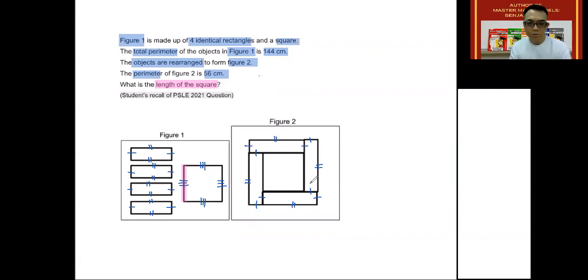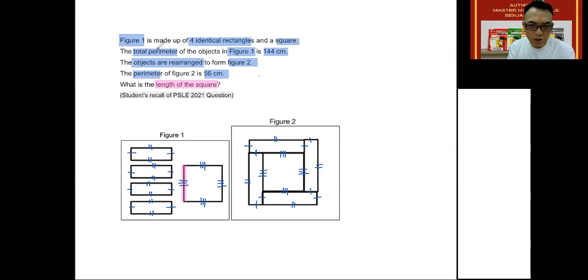Okay, now if you're wondering why I didn't put the 2 lines over here, it's because I'm going to show that this is made up of 3 lines for the square, and I don't want to confuse you. So here, this is 3, 3, 3, and 3. So let's go back to the question.